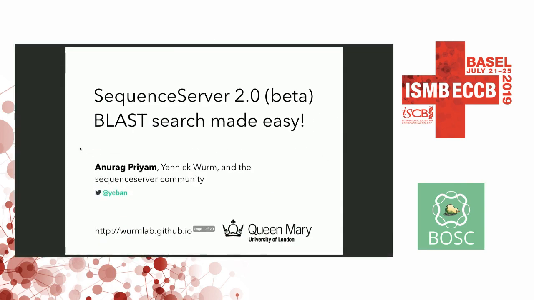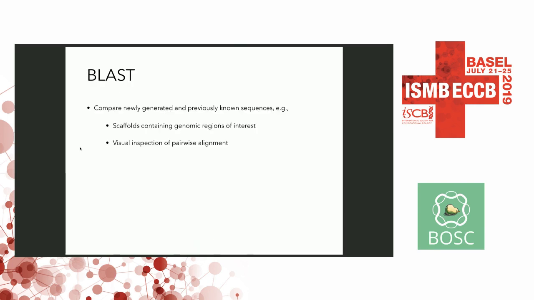So what I want to talk about is version 2.0 of a software that we develop. But before I go into that, a quick background about what the software is all about. BLAST is a really popular tool to compare sequences, and with the drop in sequencing prices, that has created a lot of opportunities for novel research, which relies on comparing newly obtained and previously known sequences. The example use cases could be very simple, like to locate a genomic region of interest in an assembly, or even to just look at the pairwise alignments visually to characterize gene functions and so on.